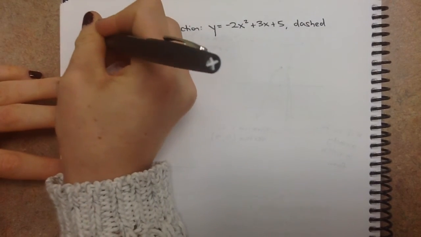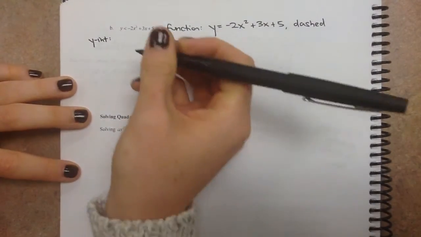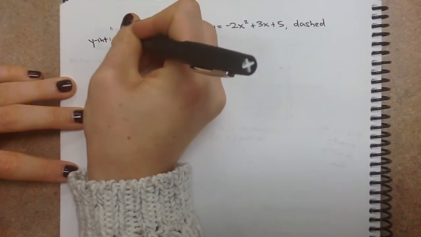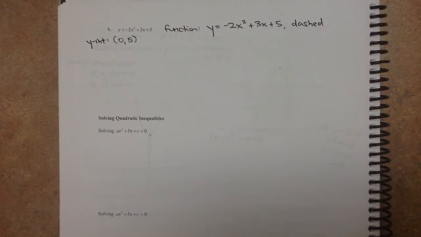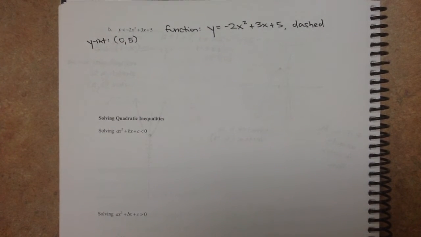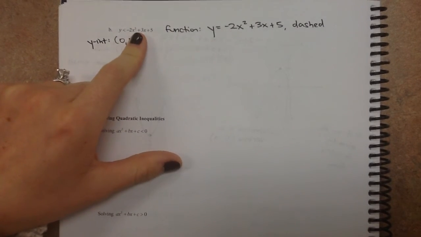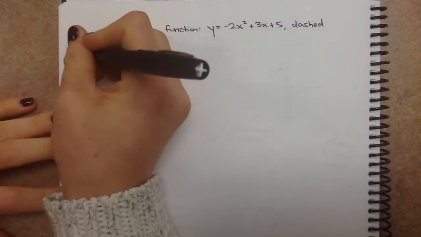So we could do the y-intercept. And the y-intercept is 5. That's always just the constant that's tagging along on the end. So (0, 5) would be our actual coordinate point that we plot. And then x-intercepts are really not worth it here because you'd have to try to factor this. So let's just go with the vertex.